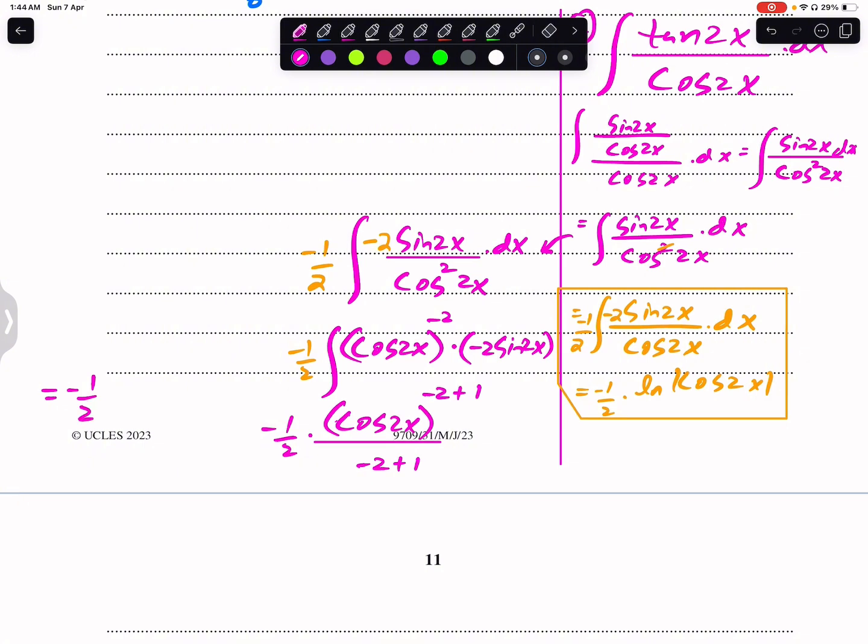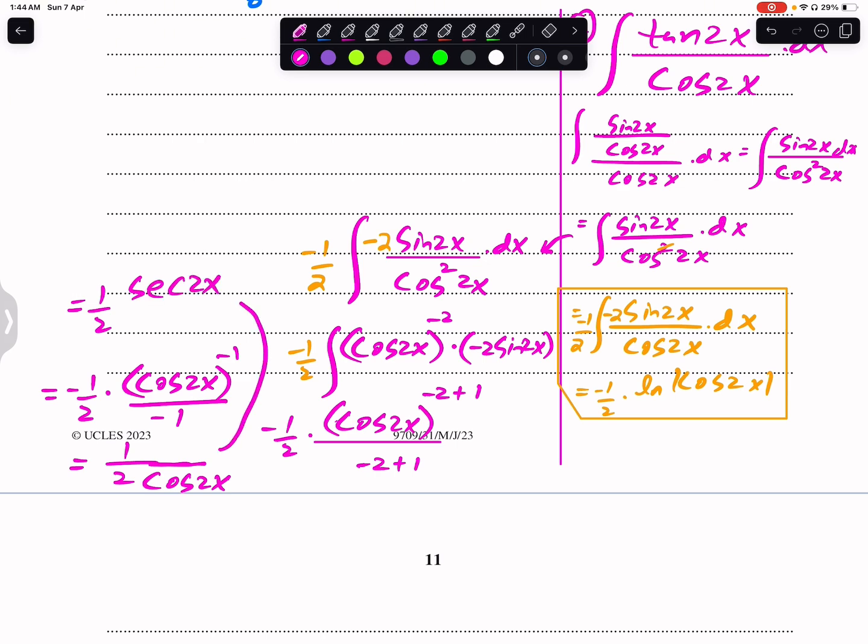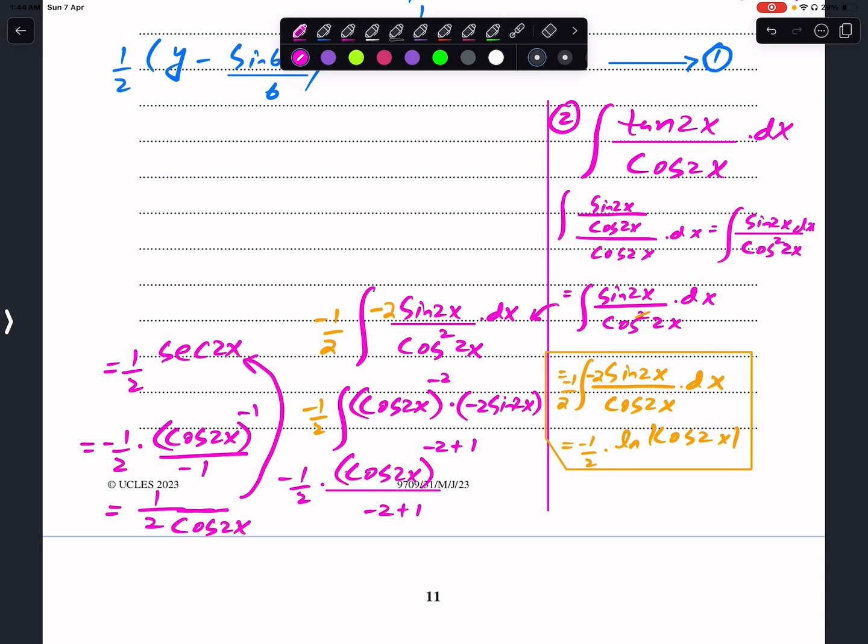So write the final answer as minus 1 over 2 cos 2x power minus 1 divided by minus 1. So you can think of 1 over 2 cos 2x. So this is simply 1 over 2 secant 2x. Okay, so there are two ways to integrate this.